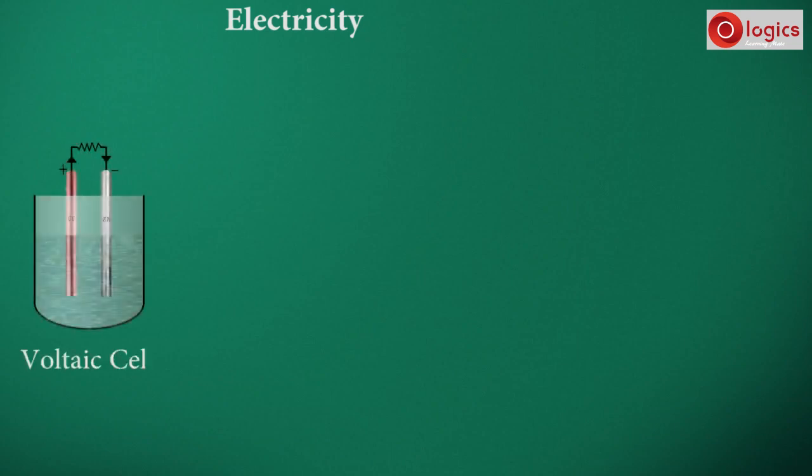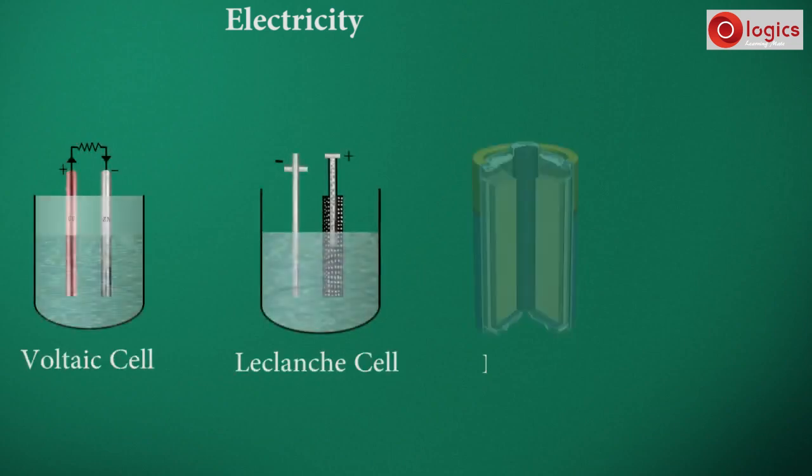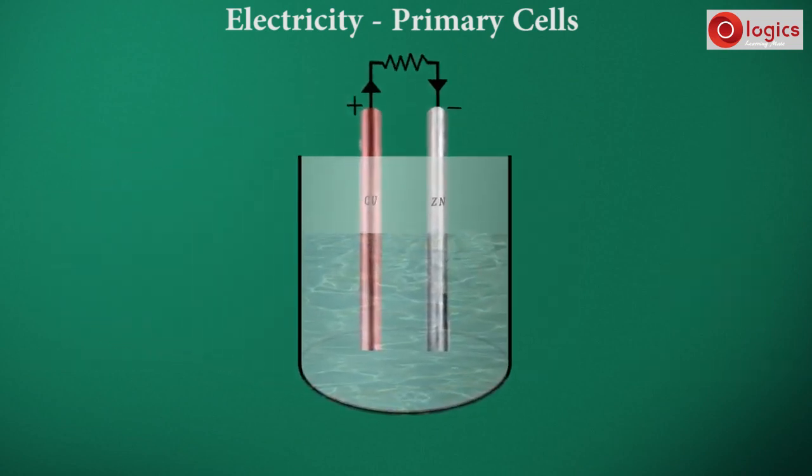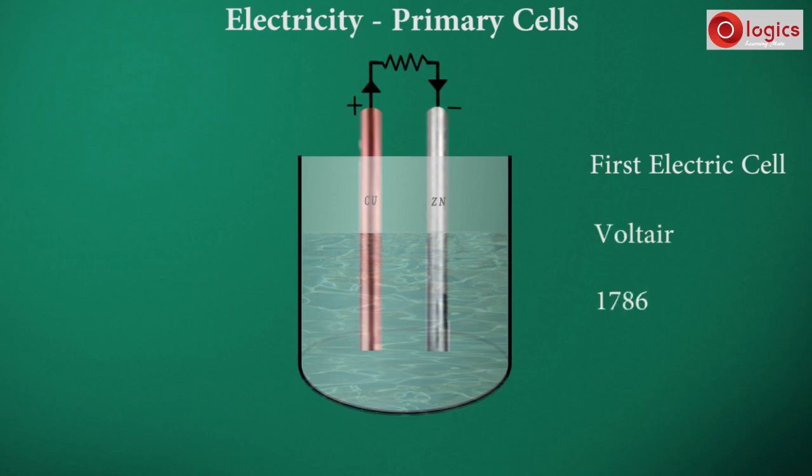Now, let us understand different types of primary electric cells like voltaic cell, Leclanche cell, dry cell, and bichromate cell. Now, let us see what is voltaic cell. This is the first electric cell invented by Volta in the year 1786.